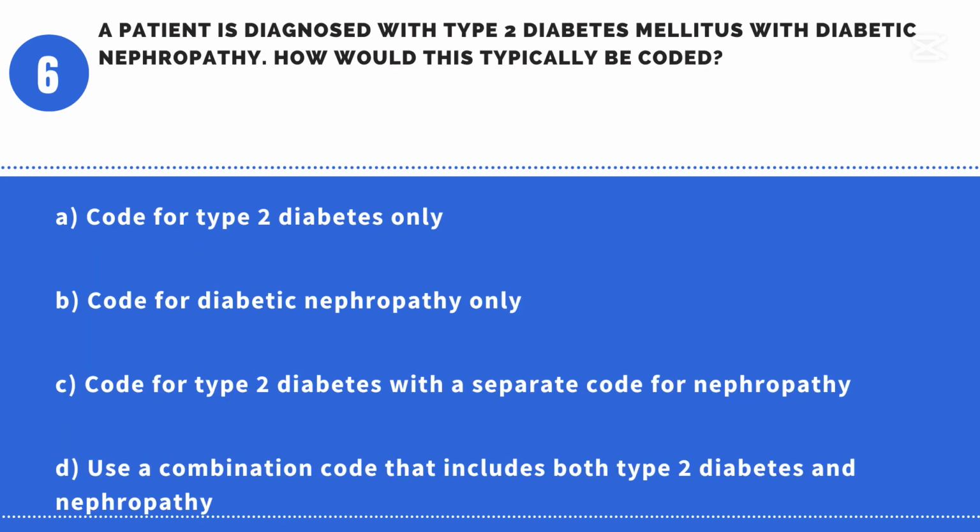Question 6. A patient is diagnosed with type 2 diabetes mellitus with diabetic nephropathy. How would this typically be coded? A. Code for type 2 diabetes only. B. Code for diabetic nephropathy only. C. Code for type 2 diabetes with a separate code for nephropathy. D. Use a combination code that includes both type 2 diabetes and nephropathy.